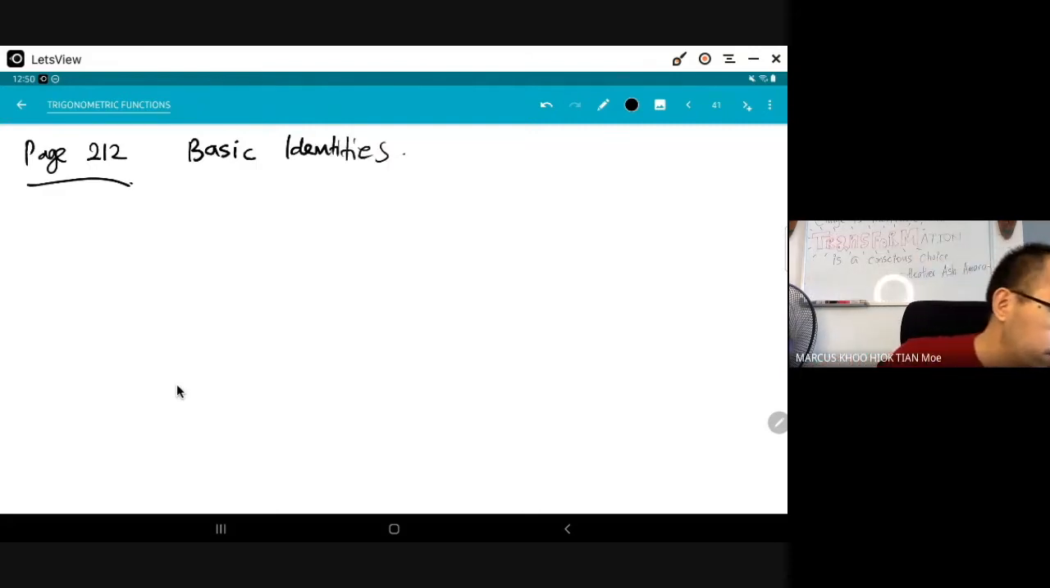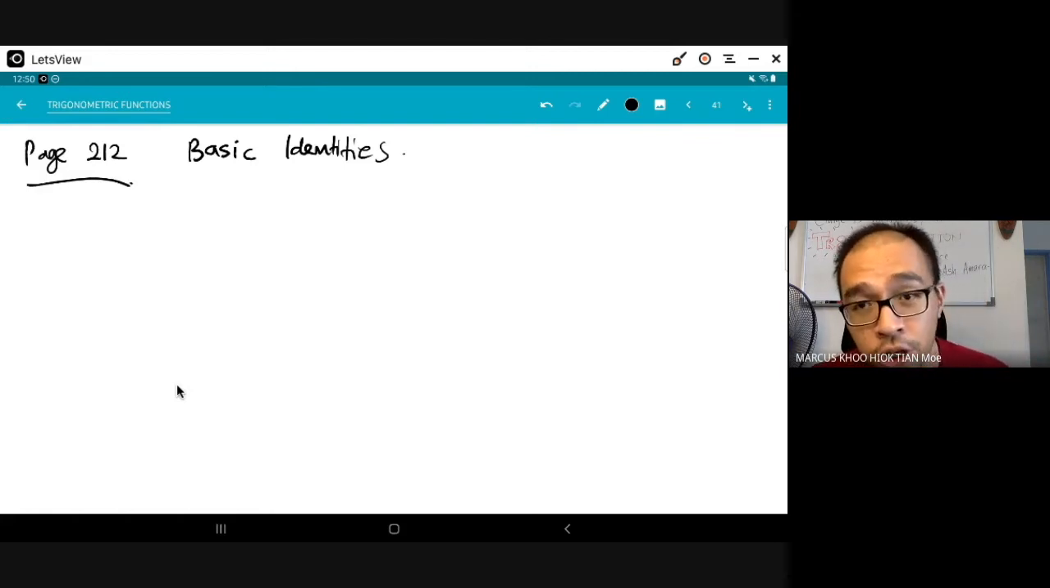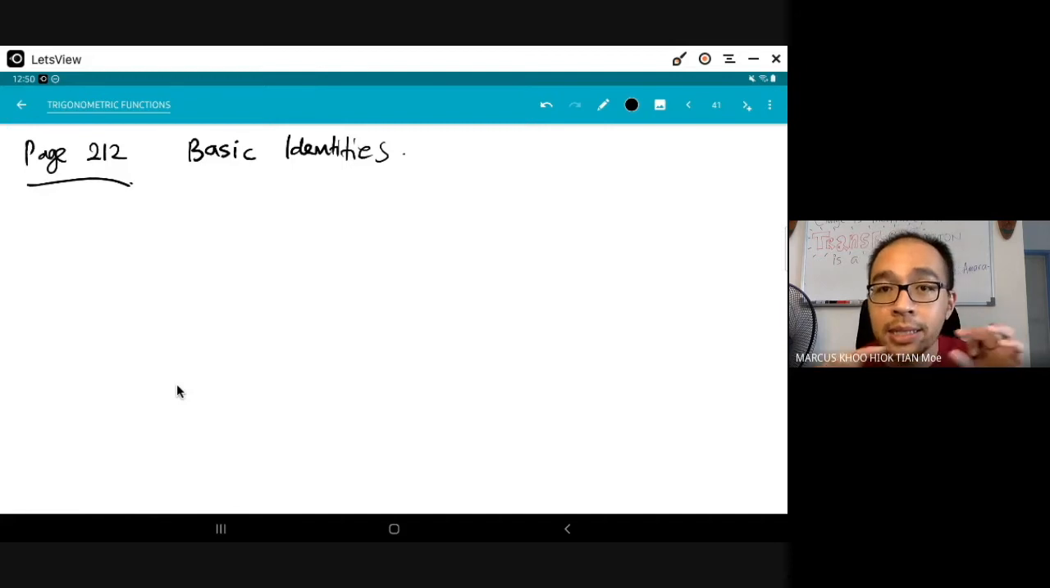Okay, the three basic identities. Now, there are many identities in trigonometry. Identities are mathematical sentences that link trigonometric functions. In this case, a trigonometric identity is one mathematical sentence that gives the relation between two trigonometric functions.